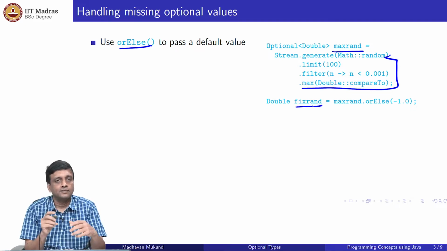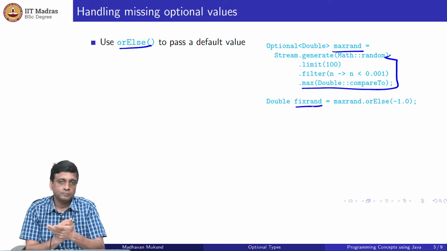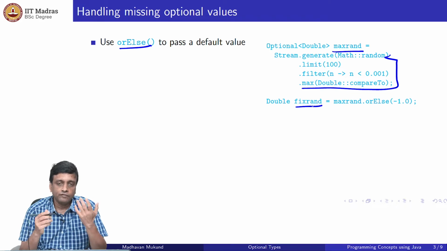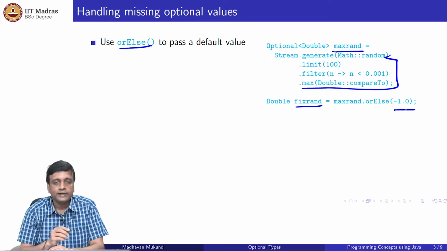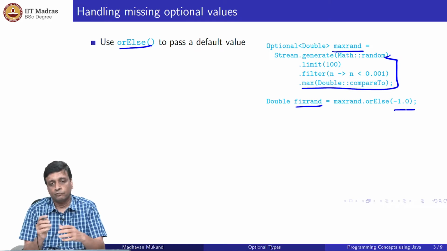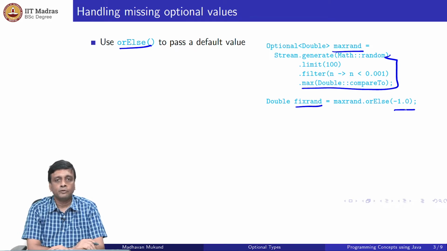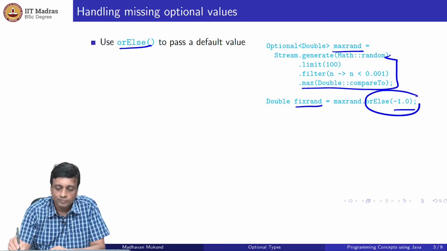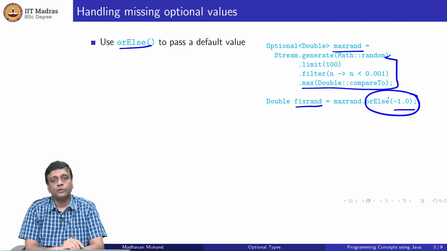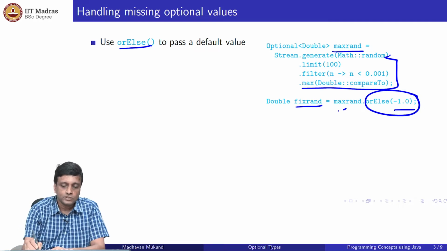I want a fixed value of this max rand. So fixed rand is a real double, but it takes as input an optional double. What does it do? It says, okay, if it is a real double, I will take it. Otherwise, I will take it to be minus 1.0. Now we know that this max rand should be a number between 0 and 1. So if I get minus 1.0, it is clearly not a valid value. The important thing is that this triggers only when the value in the type is empty. Otherwise, I will just do a normal assignment.